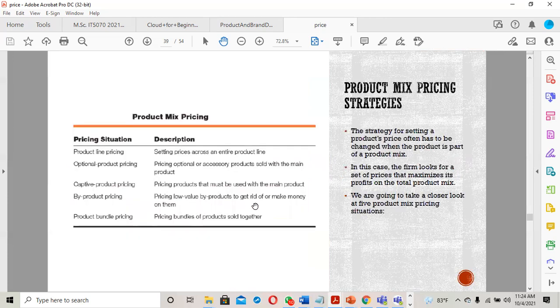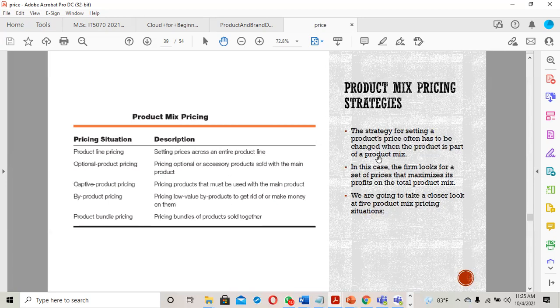Then we have product mix pricing strategy. So you're not just creating one product, you have a mix of products, like a line of products. When you have a situation like that, there are some other strategies. The strategy for setting a product's price often has to be changed when the product is part of a product mix, not just a single, isolated product.